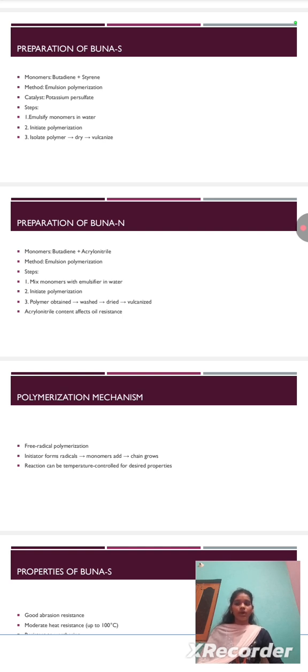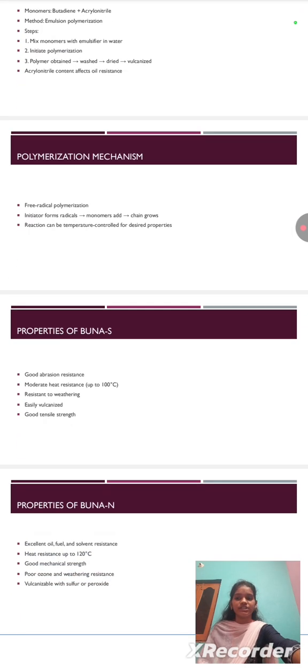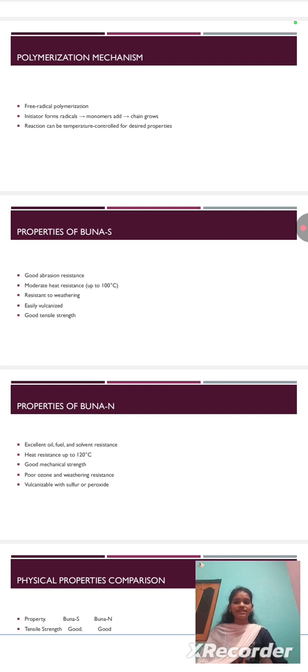In Buna-N, oils, fuels, hydrocarbons excellent, acids, bases moderate. And next we have to know the vulcanization. Both rubbers can be vulcanized with sulfur. Buna-N can also use peroxide vulcanization for higher resistance, which improves elasticity, strength and durability.